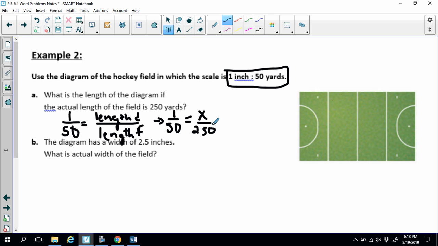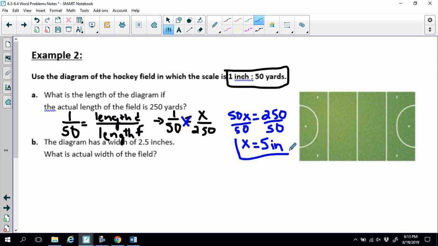So now we're going to basically just cross multiply. So we're going to do 50 times X, that gives us 50X. And that gives us 1 times 250, which is 250. So when we divide both sides by 50 here, we get as our answer, 250 divided by 50, X equals 5, and in this case, it's going to be inches, because that's our diagram. So the diagram is represented in inches. The real field, the actual field, is going to be represented in yards, okay?